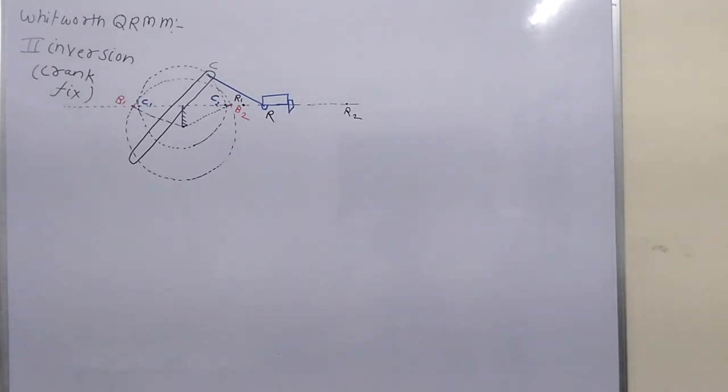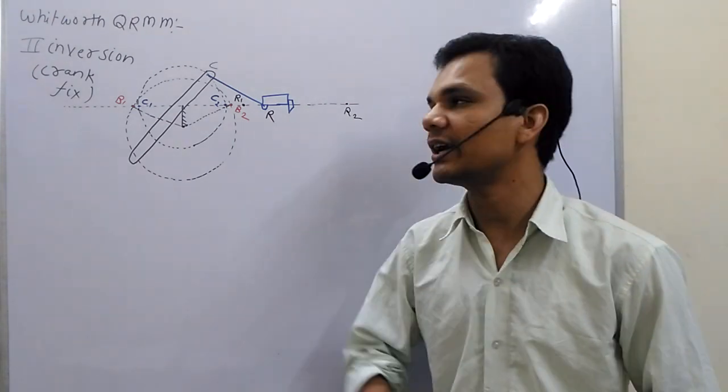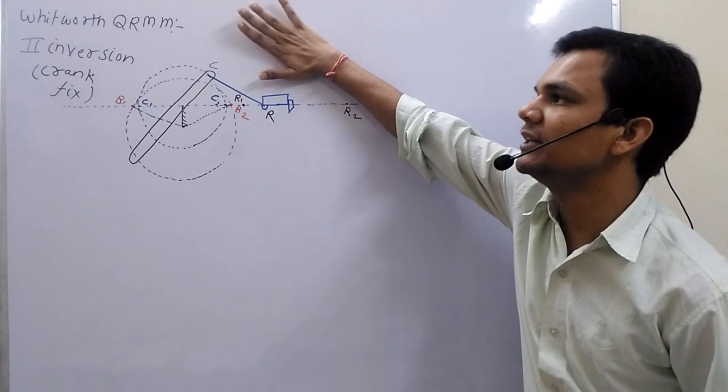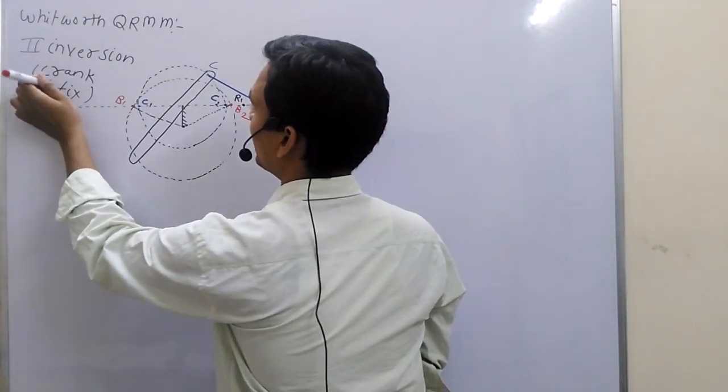Now, in this, we will discuss the Whitworth quick return motion mechanism. This is the second inversion of the single slider crank mechanism. In this case, our crank is fixed.